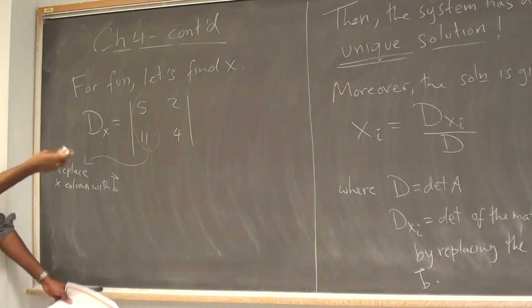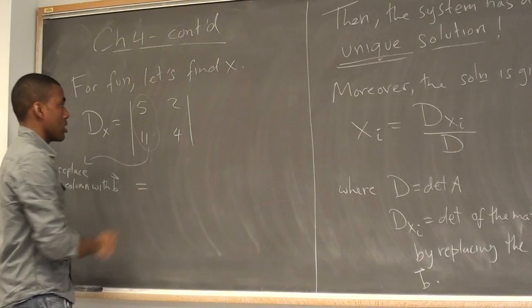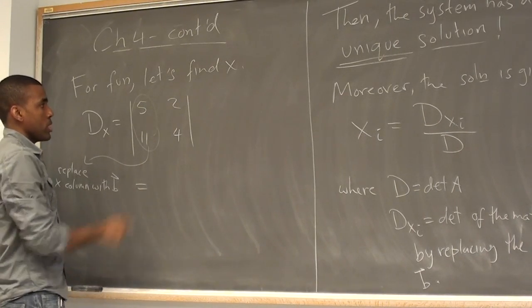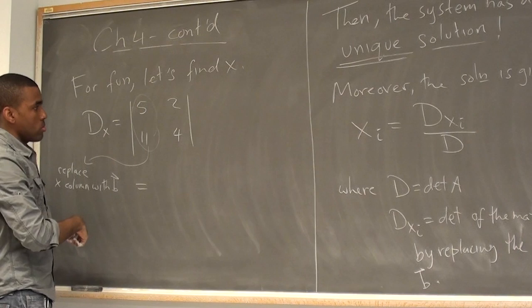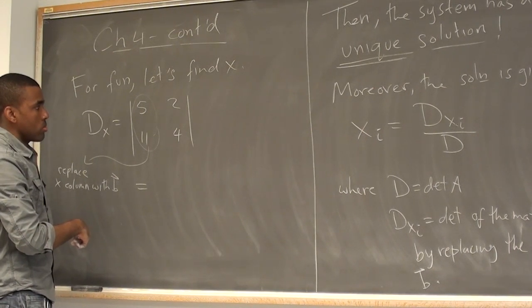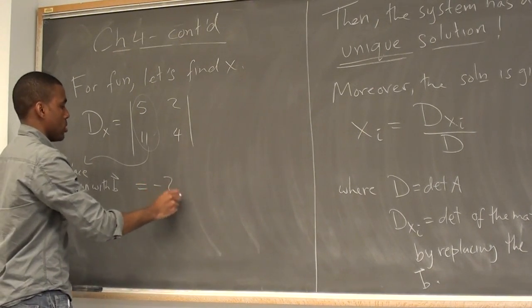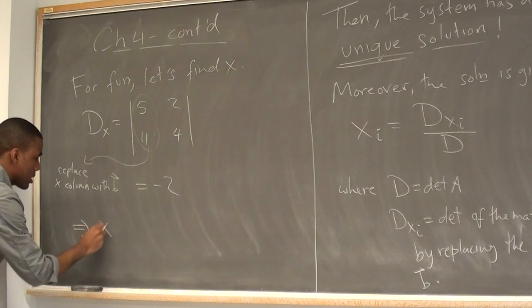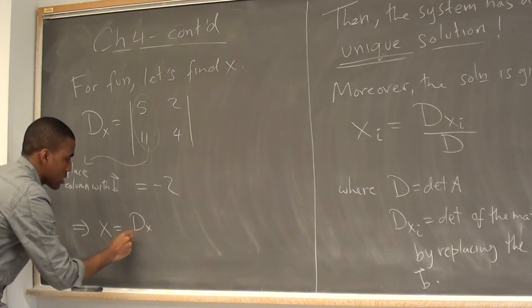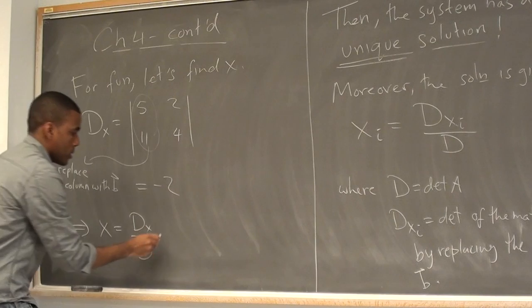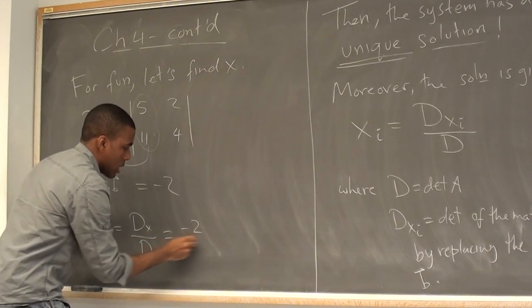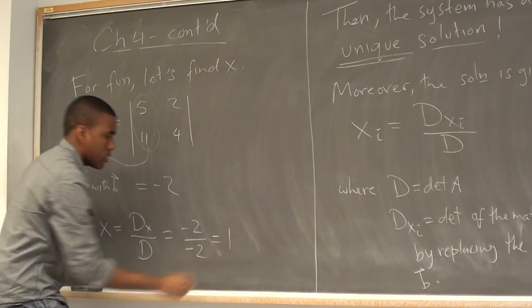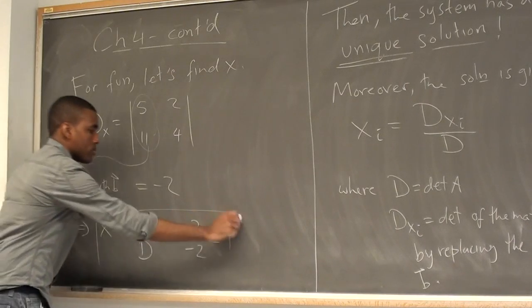Right? And then I find the determinant of this guy. Minus 21. Alright, so this would be 20 minus 22. 20 minus 22 is negative 2. This implies your x would be equal to dx over d. D I already found. That was negative 2 as well, if I recall. So your x is 1.